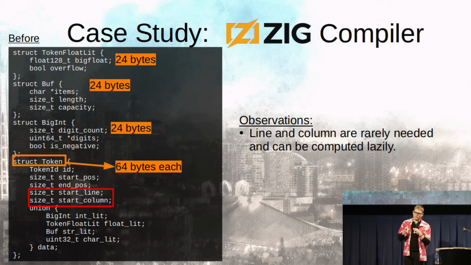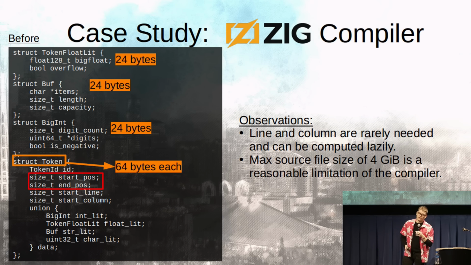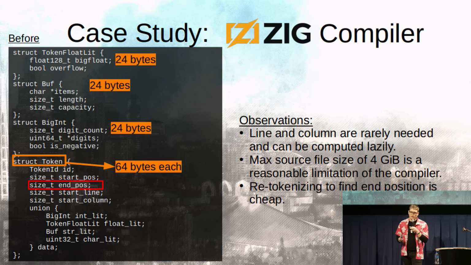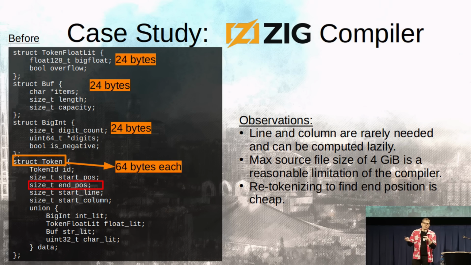So to say it more succinctly, we can compute line and column lazily, get them out of there. Another point, let's make a reasonable limitation. We only want to be able to compile 4 GB source files or smaller. If we make this limitation, we can make a better, faster compiler. So let's use smaller amounts of memory to store those. Other point: do we need to store the end position of a token in a compiler? We can just re-tokenize it again, do a little bit of math again and avoid storing some memory.